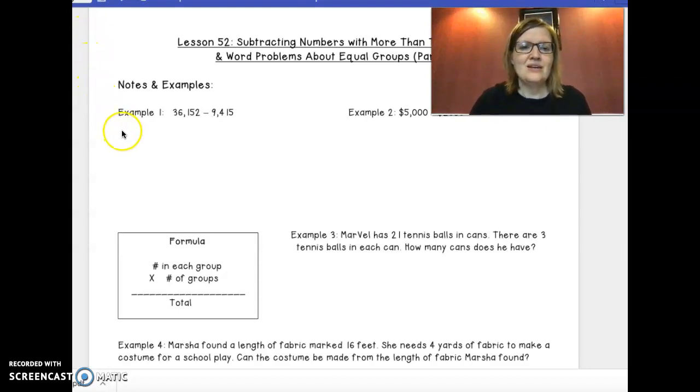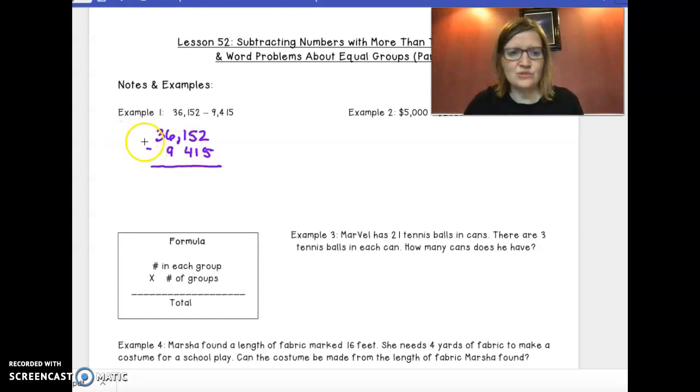Let's begin with our first example. 36,152 minus 9,415. And I'm doing my best to line this up as carefully as possible. It's a little tricky with my pen today.